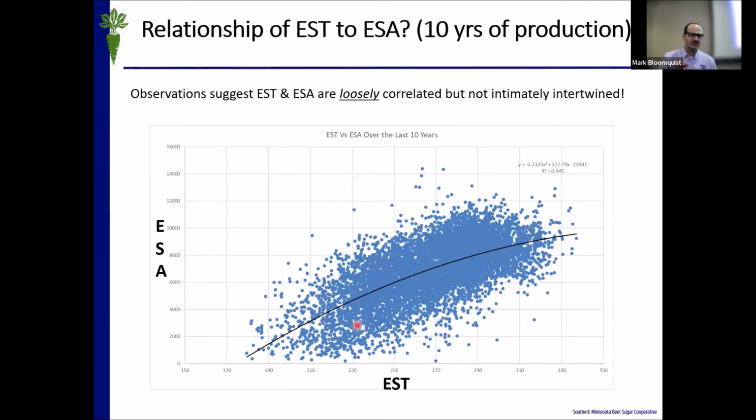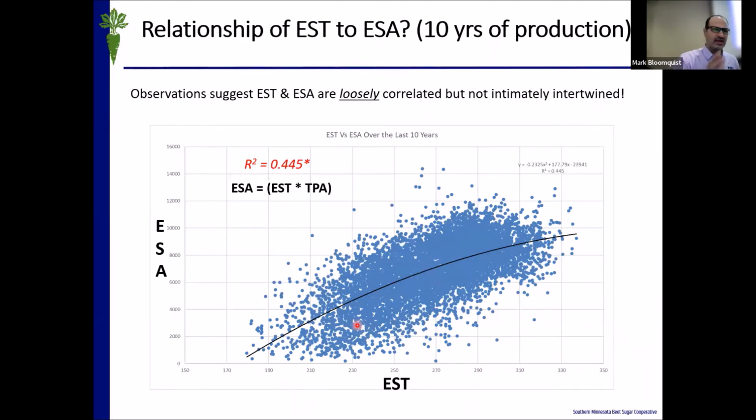But I would like to suggest that those observations suggest that EST and ESA are only loosely correlated, certainly not intimately intertwined. And let me try to explain that. If we look at the R-squared, that's the correlation or regression coefficient. And what this means, if you look at that 0.445, is it's indicating that only about 45% of the variability in all of those numbers you see regarding extractable sucrose per acre can be explained by the EST. So that's not an enormous amount of relationship there.